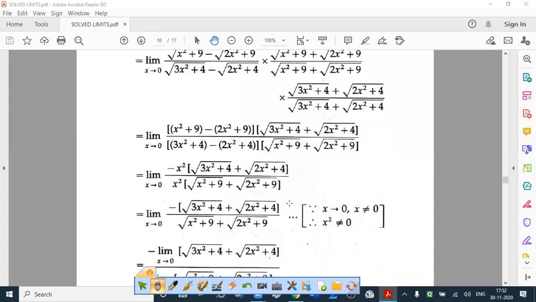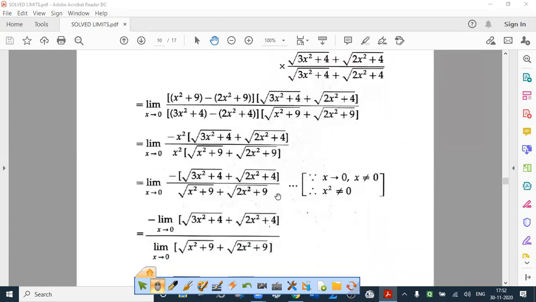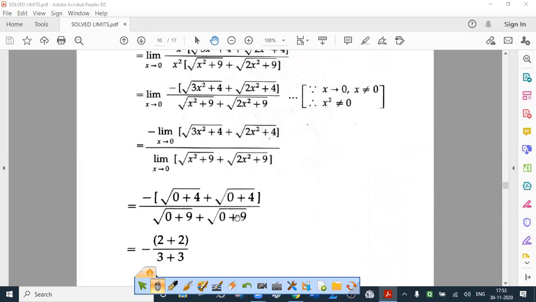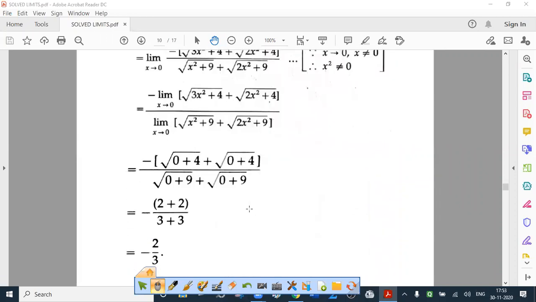To take the limit means to replace every x by its limiting value. See, all the steps are mentioned. In fact, you need not write this step in the exam. They have used the theorem that the limit of a quotient is the limit of the numerator upon the limit of the denominator, if the limit of the denominator is not equal to 0. You can directly take the limit, right? So what is the final answer? Final answer is minus 2 upon 3.